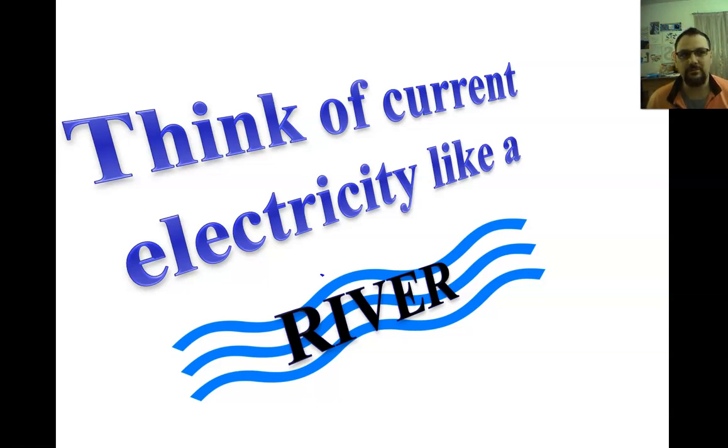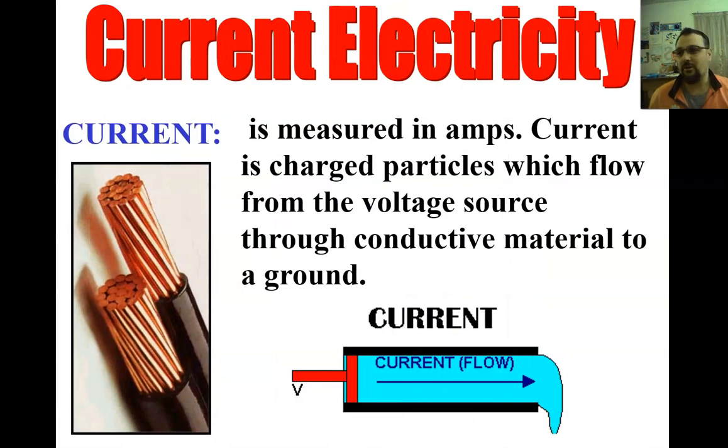We're going to think about how much is flowing. And that flow rate we call current. All right? So current is going to be measured in amps. On the next screen, you'll see that amps are going to be a unit represented by a capital A. Current is charged particles which flow from a voltage source through a conductive material like wires and through something you're going to power all the way to an electrical ground. All right? So current is how fast things are flowing.